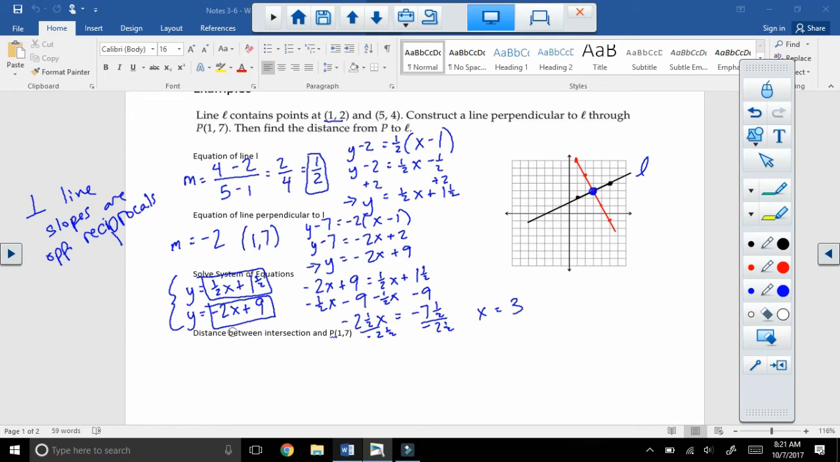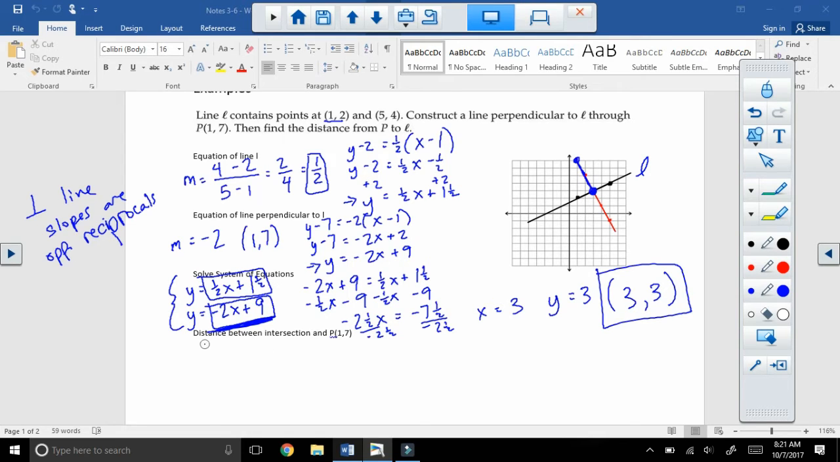And then I have to plug that into either equation. I would plug it into this one here, because then I don't have to deal with the fractions. So -2 times 3 is -6, plus 9, y is also 3. Again, I knew that because it was the exact coordinate, but that won't always be the case, so I thought I'd show you what you could do. So now I need to find the distance between this point and the original starting point. I need to know how far that is, and that's where the distance formula takes place.